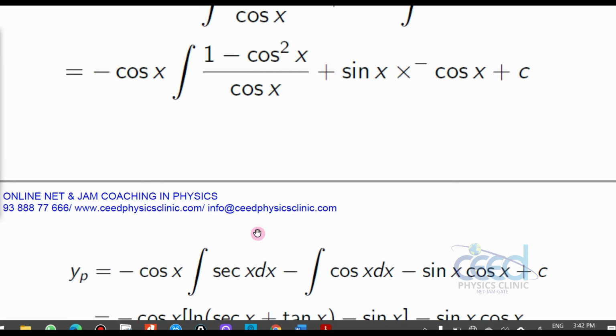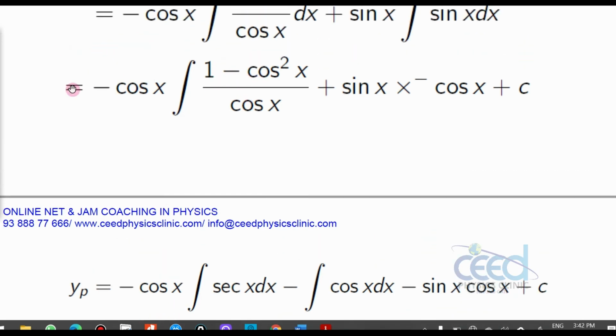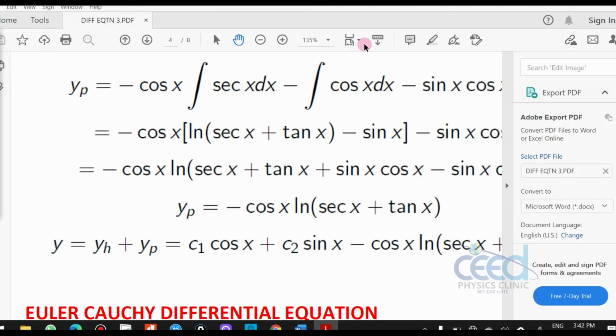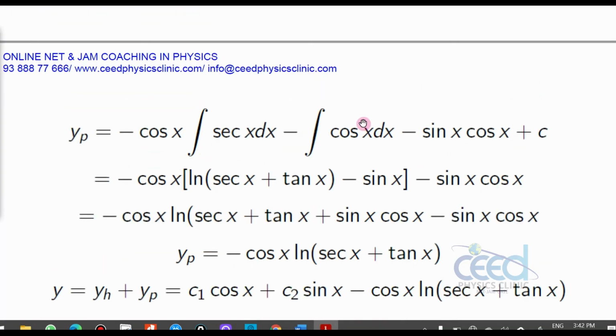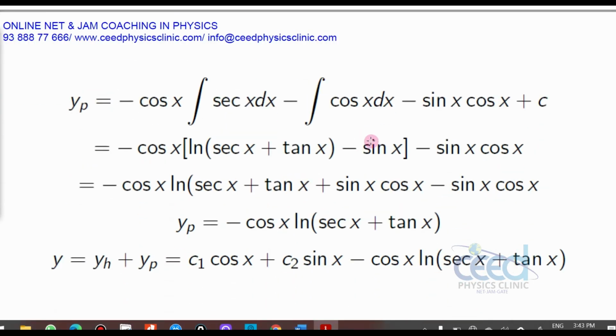Okay, now I can integrate this by minus cos x. I can separate this. Okay, this 1 by cos x is sec x, and this minus minus that is plus. So I have to keep this minus cos x common for both, so here I have to keep the positive sign. So this minus is common for both, so I am keeping this as positive.